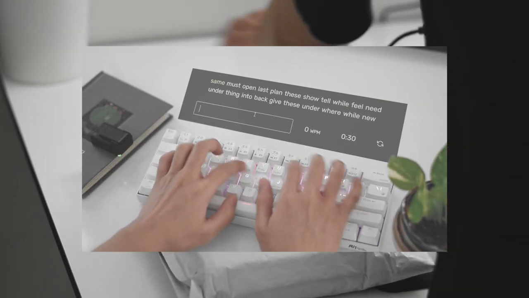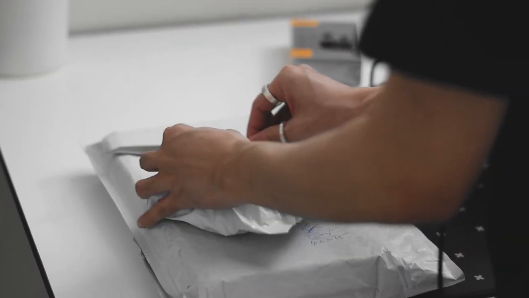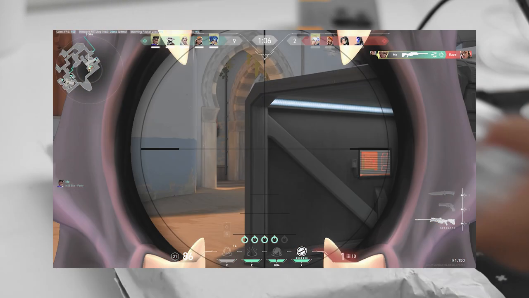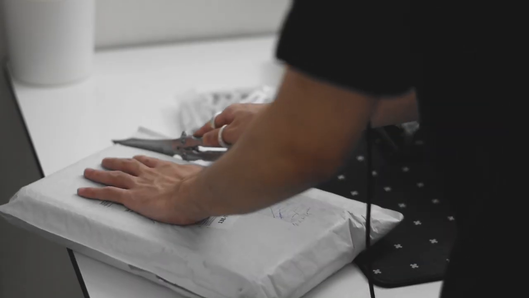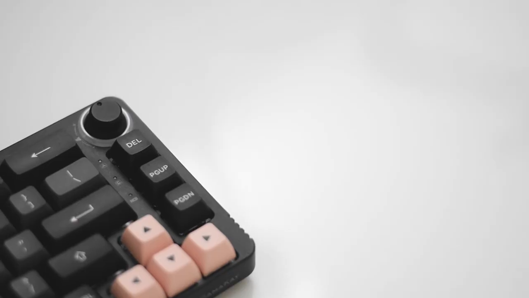Now, I don't have the Royal Clutch RK61 right now, because I kind of sold it to a friend in exchange for this thing. Yeah, you can tell me that I have bad financial decisions. Ever since, I've been expanding my keyboard collection, moving to the first keyboard that I've ever built, my Gamma K LK67.